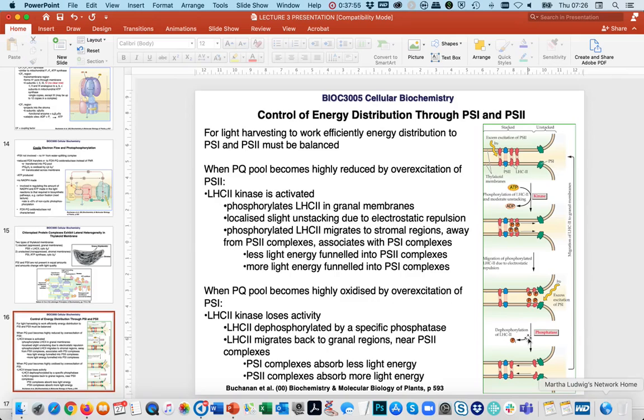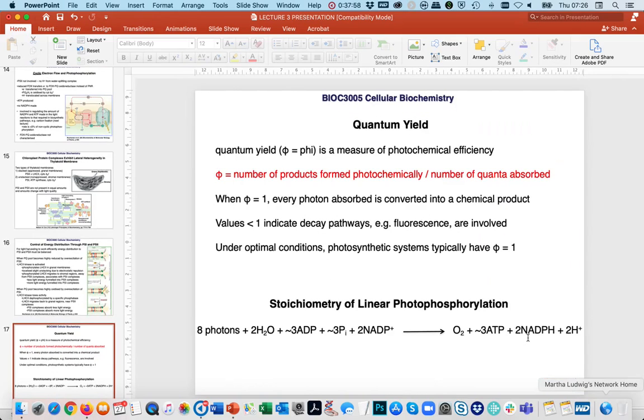and it also allows very efficient light energy harvesting. And speaking about efficiency and light harvesting, we can actually measure it, and it's known as quantum yield. So quantum yield, designated by the Greek symbol phi, is a measure of photochemical efficiency, where phi is the number of products that are formed through the photochemical process per number of quanta, so light energy packets, absorbed. And where phi is 1, that means for every photon absorbed, there's a chemical product produced.